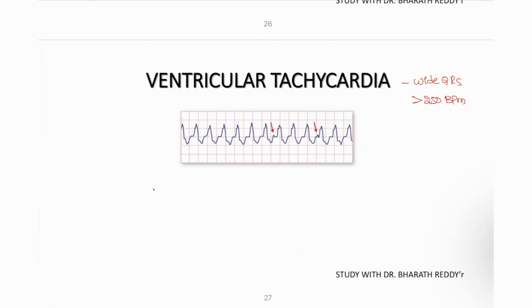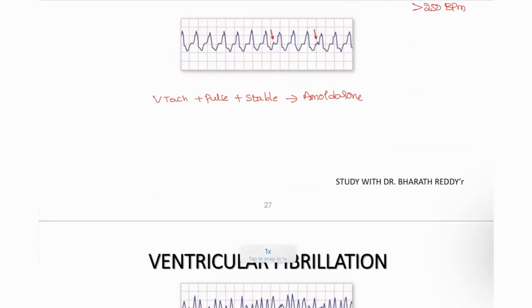For example, in ventricular tachycardia, if the pulse is present and the patient is stable, then you can choose amiodarone. But if you see VT with pulselessness and the vitals are unstable, then you have to go for the defibrillator. This is done for this patient.